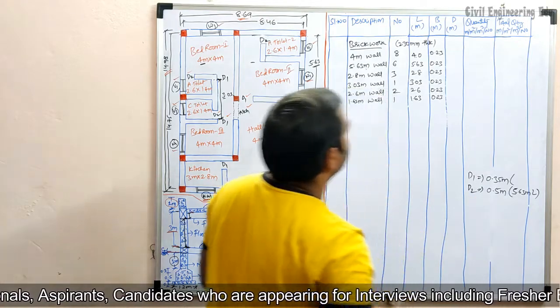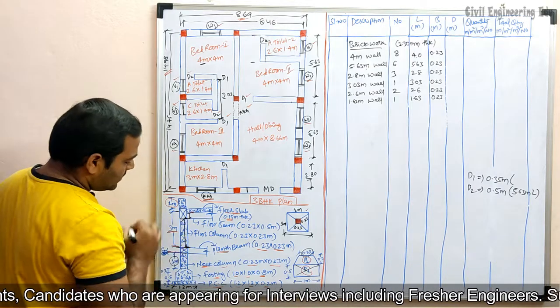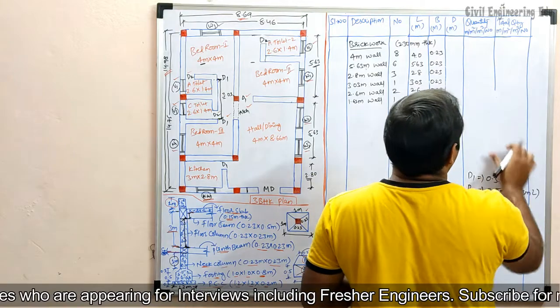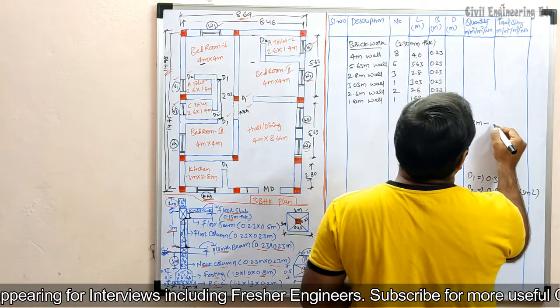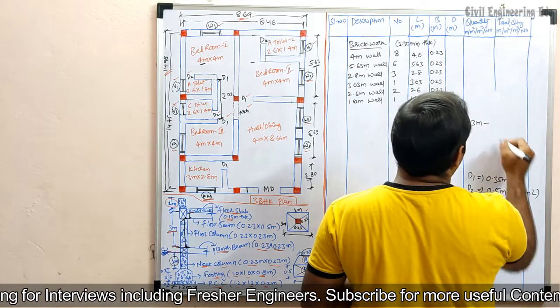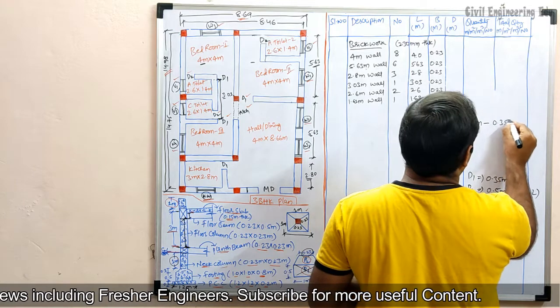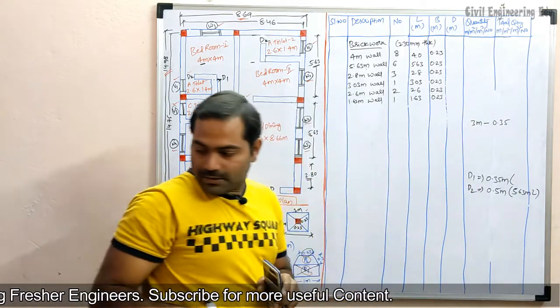So how to calculate the height? In case of height, the total ceiling height is 350 mm, sorry, 3 meters. So from 3 meters, how much do I have to deduct? I have to deduct the total beam depth, let us take 0.35. So from the total depth, how much do we have to deduct?